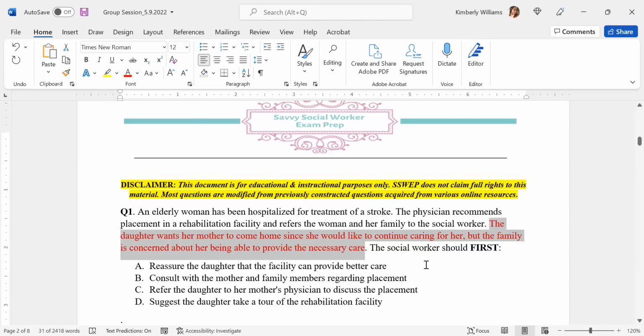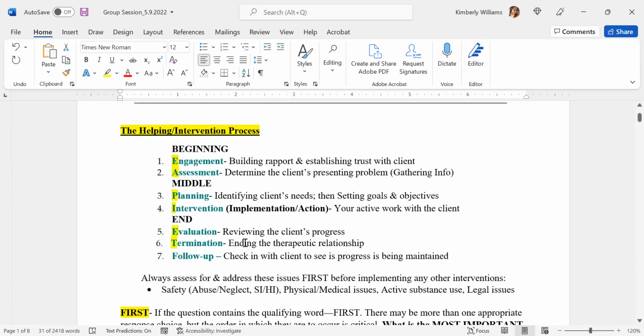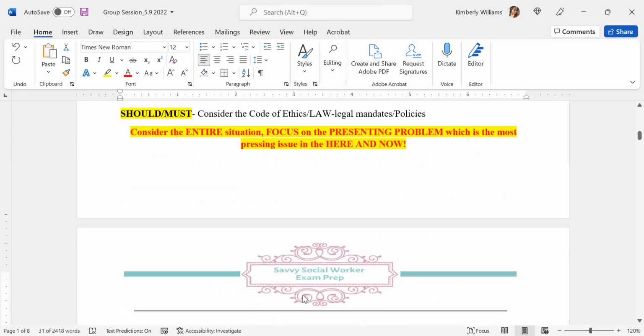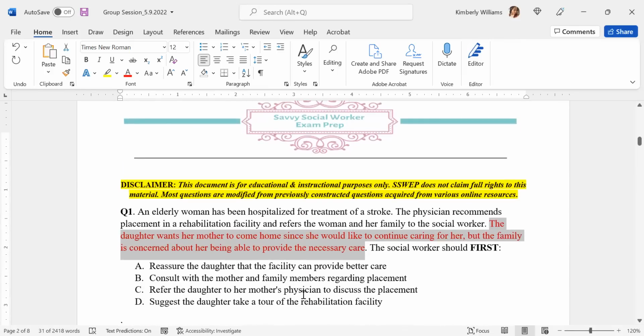Now, I will tell y'all, since we have identified the presenting problem, we are in the ending process. Rochelle, you were correct about that. We were in the ending phase of this part of the helping process, because it's telling you that the daughter wants her mother to come home. She has been hospitalized. That already happened, and now she's getting ready to be released. So that means we're at a phase where we're trying to review the progress and see what we need to do next or terminate. So we are in the end of this situation, okay? I want y'all to look at it like that.